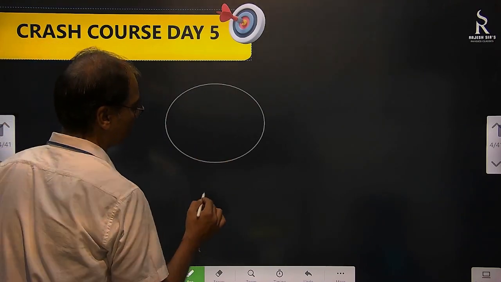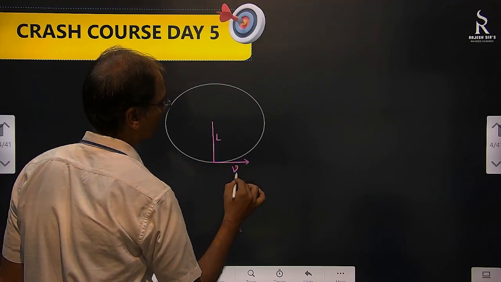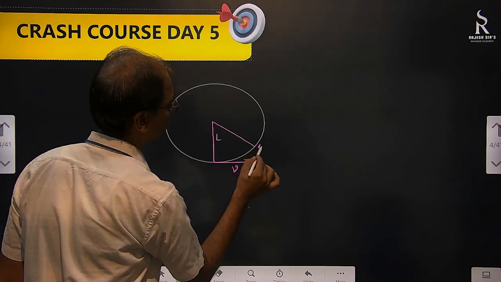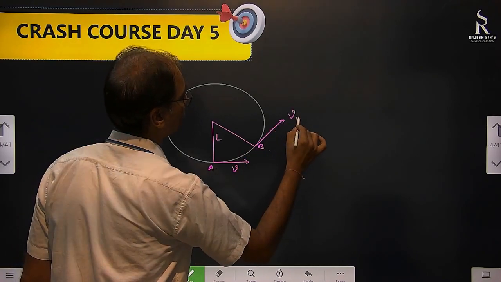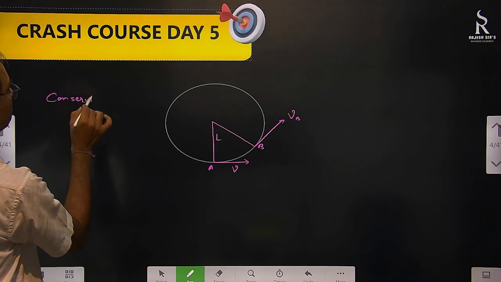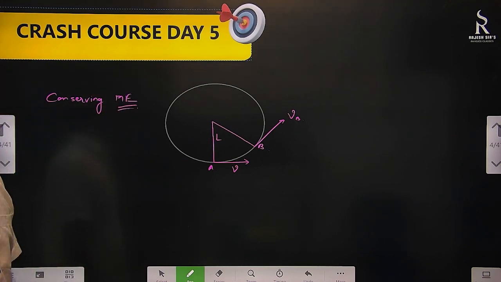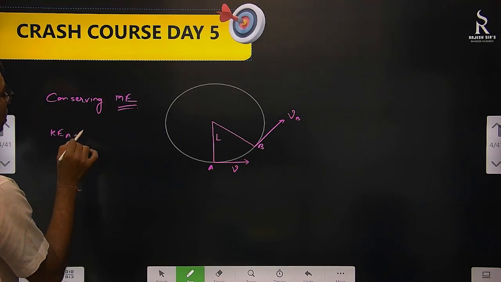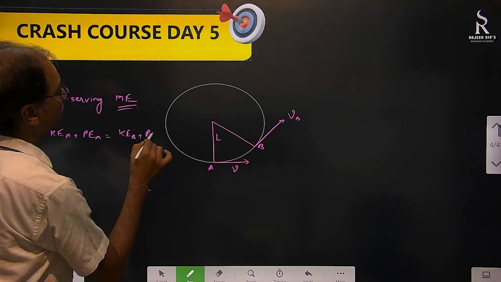So at the bottommost point, velocity is v. Then what do we want? We want to calculate what its velocity is here at point B. This point A. This is Vb. What is Vb? Conserving energy. Which energy? Mechanical energy. Conserving mechanical energy: kinetic energy at A plus potential energy at A equal to kinetic energy at B plus potential energy at B.